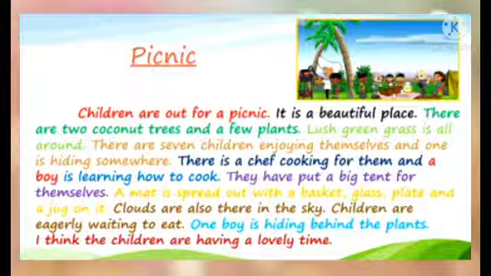There are 7 children enjoying themselves and one is hiding somewhere. There is a chef cooking for them and a boy is learning how to cook. They have put a big tent for themselves. A mat is spread out with a basket, glass, plate and a jug on it. Clouds are also there in the sky. Children are eagerly waiting to eat. One boy is hiding behind the plants. I think the children are having a lovely time.